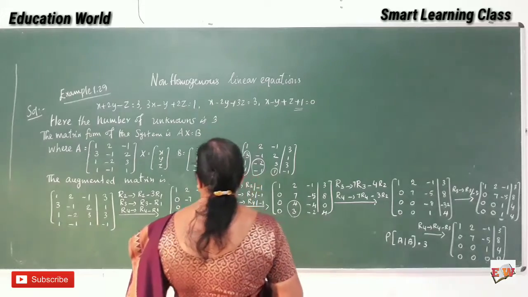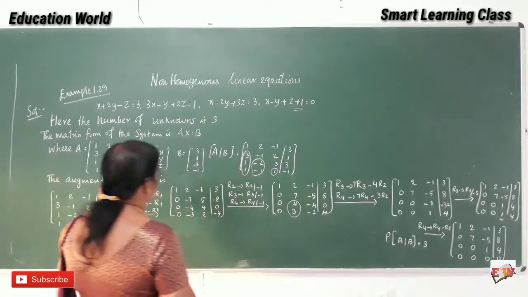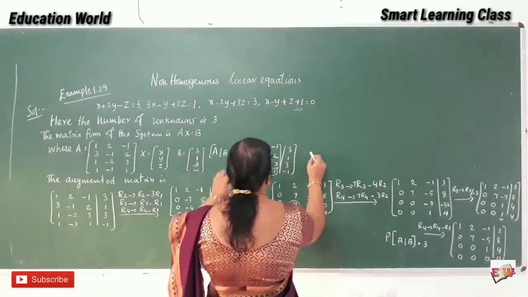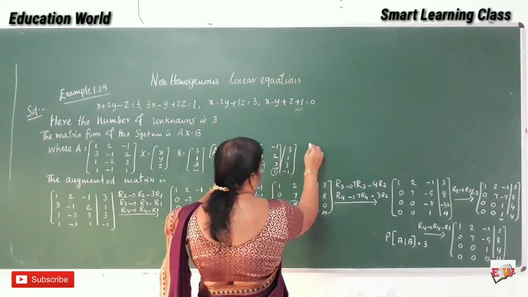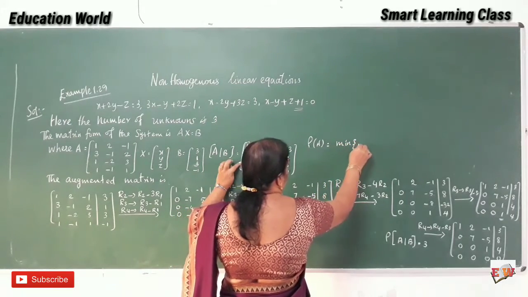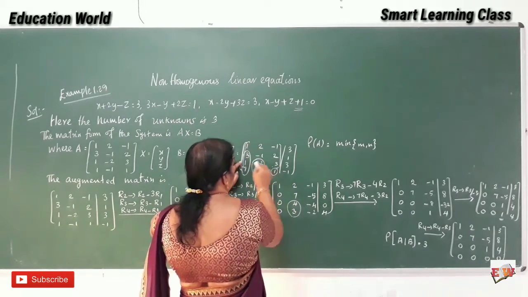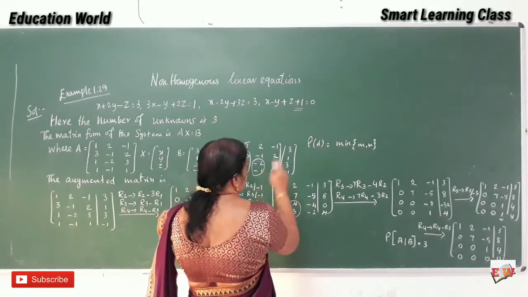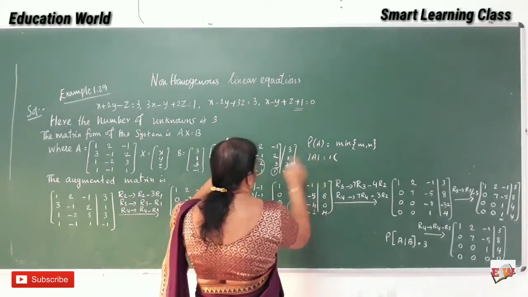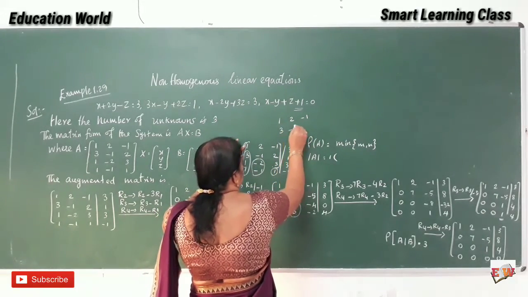We have to find the rank of the given matrix. To find the rank of the given matrix, you just take a 3 by 3. How can we write this? Rho of A is less than or equal to the minimum of M comma N. Here which one is minimum? 3. So we can take a 3 by 3. So determinant of A: in this I am going to take a 3 by 3 matrix.